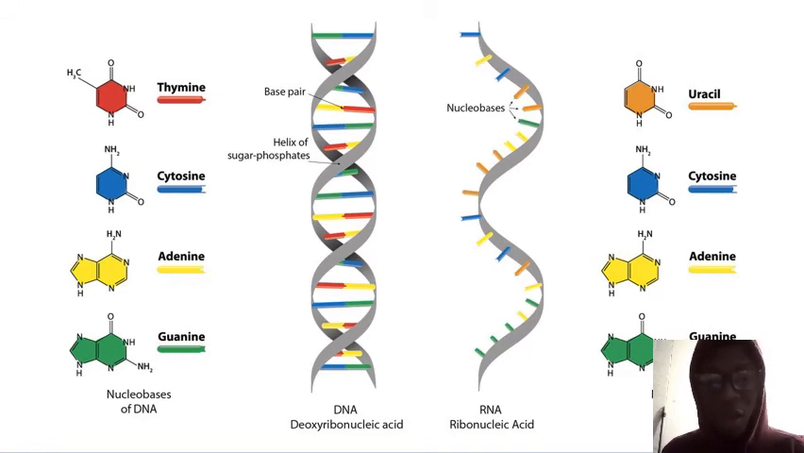Again, the moment you see thymine, just know you're dealing with DNA. The moment you see uracil, just know you're dealing with RNA. Remember that uracil is equal to adenine, and guanine is equal to cytosine. Cytosine is equal to guanine, always. And adenine is equal to thymine, meaning that if we have 50% adenine, we're going to have 50% thymine. Always keep that in mind.